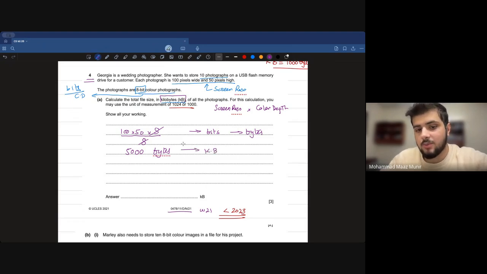I would be dividing this by 1,000, right? So if I divide 5,000 by 1,000, you're going to see that I get the answer as 5. So my final answer to this question is 5 kilobytes. So you could write 5 kilobytes. 5 नहीं बनेगा. रुको. I guess I'm missing something.